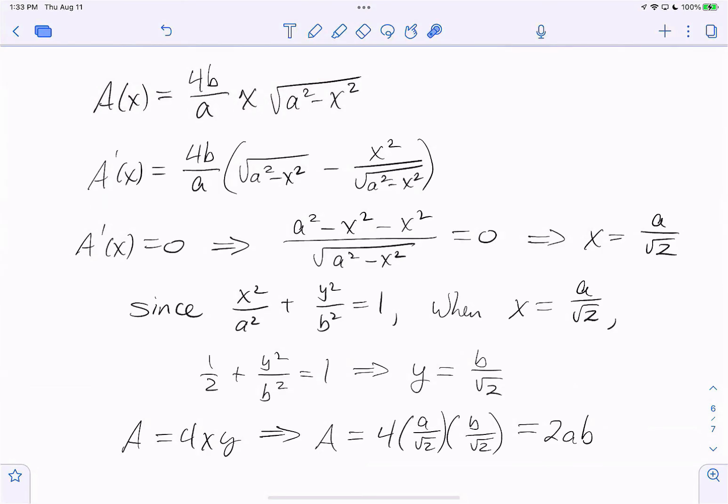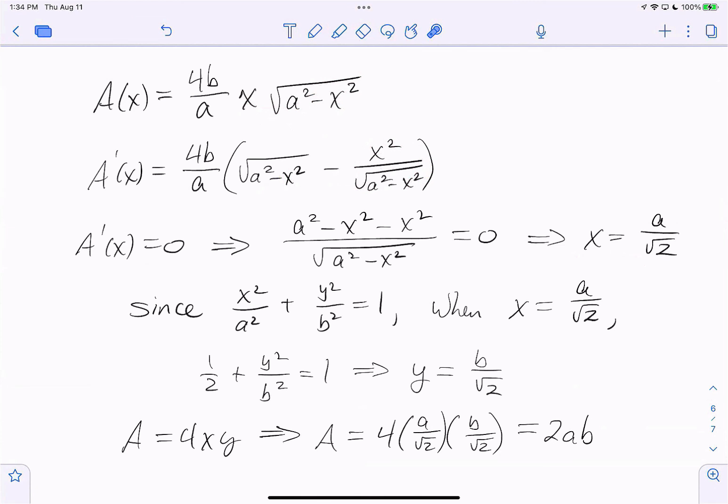A prime is 4b over a times, and I had to use the product rule. So the square root of a squared minus x squared over the square root of a squared minus x squared. Don't forget, uv prime for this term here involved an x, but then there was the chain rule, so I had negative 2x, and then the 2's divided out. For A prime to equal 0, well, I went ahead and got common denominators. And ultimately we end up with x is equal to a over the square root of 2.